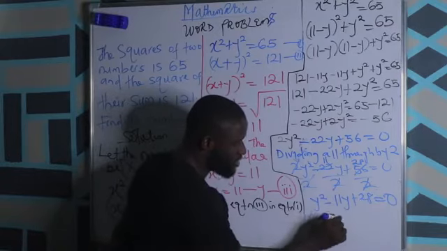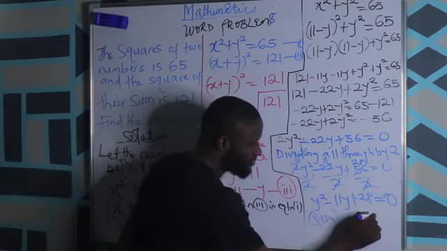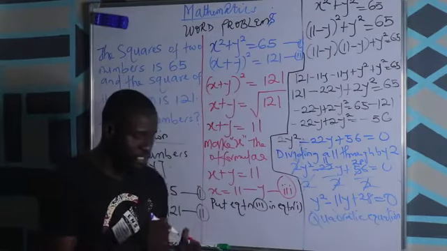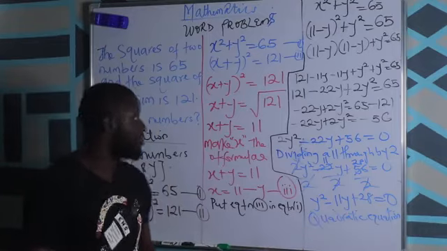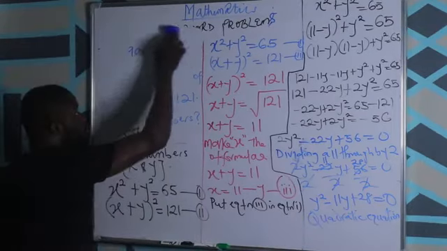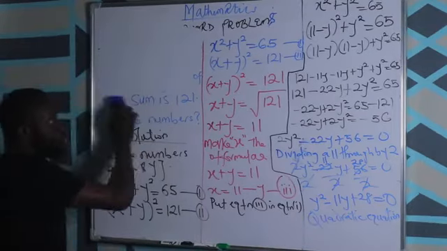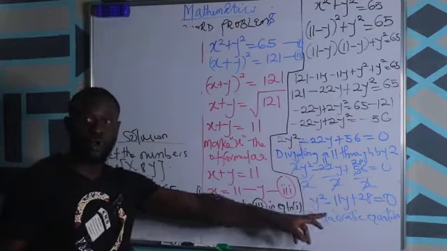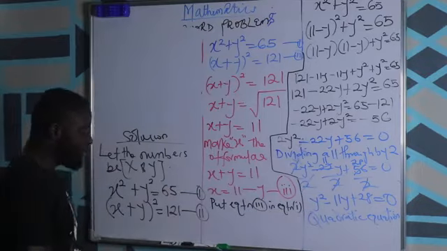This is a quadratic equation. Please, are we together? This is a quadratic equation. So this equation is going to be solved quadratically. In quadratic equation, we have three methods we use in solving: the factorization method, the completing the square method, or using the almighty formula, which is minus b plus or minus the square root of b squared minus 4ac over 2a. But let's see if the first method of solving quadratic equation can be used to solve this particular quadratic equation.